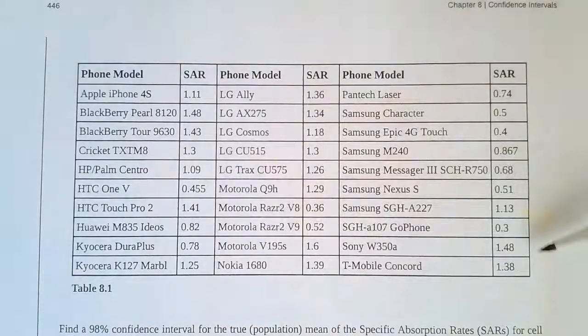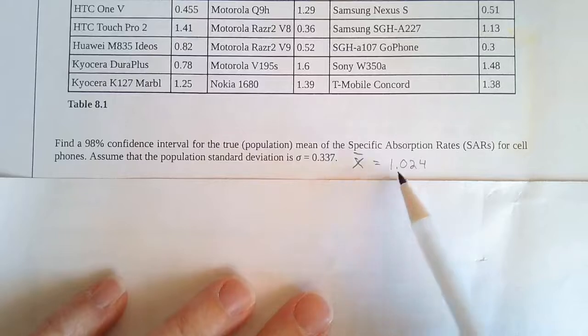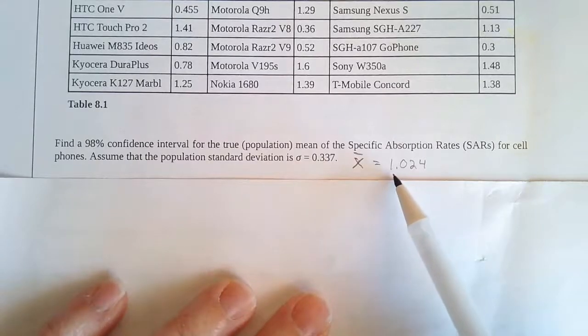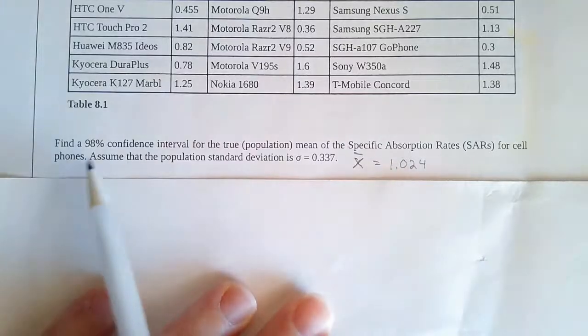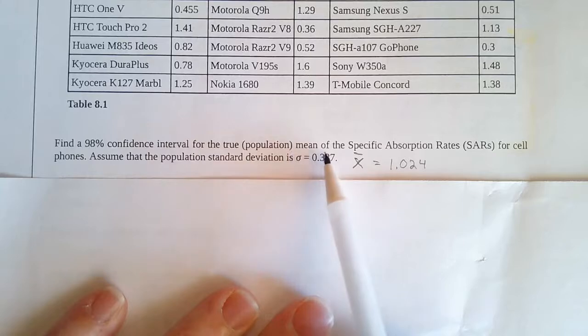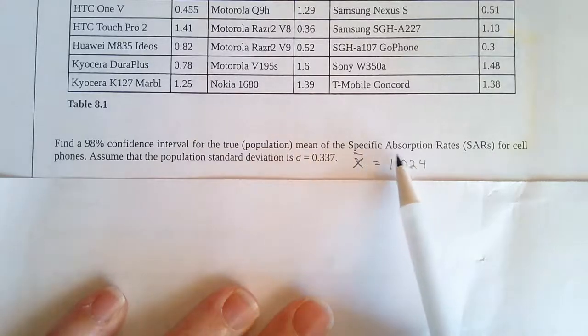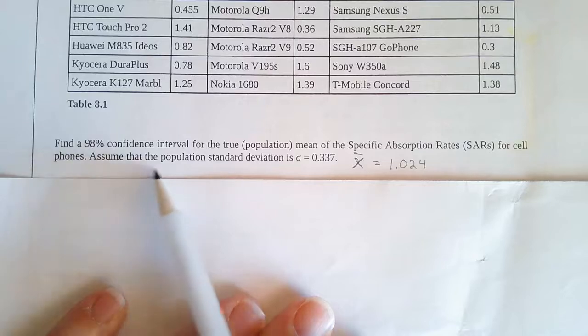So you would type in all of these data points to come out with our x-bar. All right, so once you've done that in your calculator, you find that your x-bar, or your point estimate, is 1.024. Okay, so now we're going to find a 95% confidence interval of where the true population mean lies for the specific absorption rates for cell phones. We're going to assume that the population standard deviation, sigma, is 0.3337.